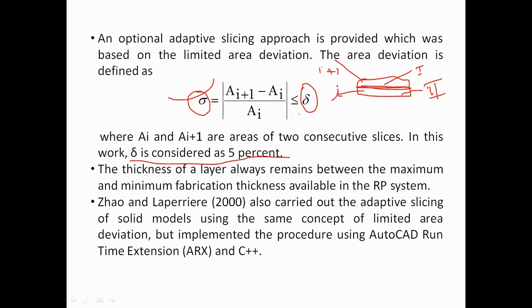If this condition is satisfied, then the slicing is correct. If this condition is not satisfied, then you have to go for reslicing, or you can go directly to an adaptive slicing procedure in the zone where this is not happening. Suppose in this zone this is not happening, then you can go for adaptive slicing.